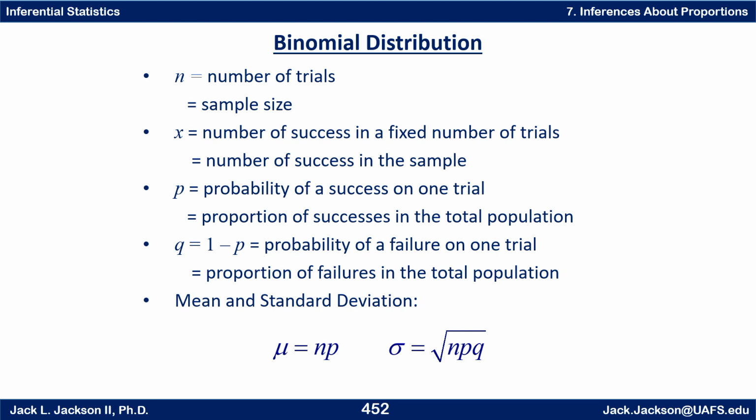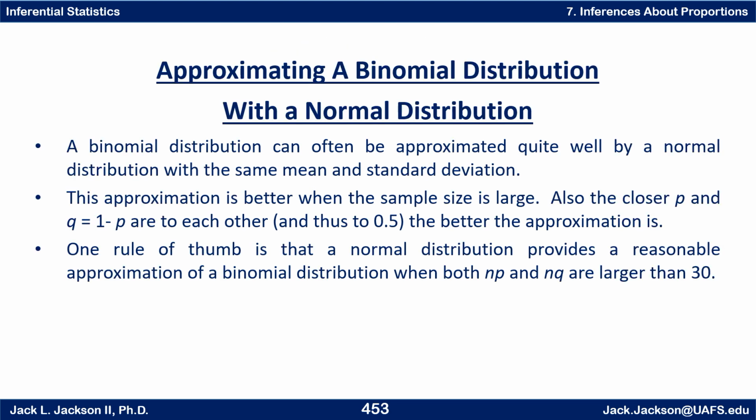And you may remember for binomial distributions that mu is n times P, and sigma is the square root of n times P times Q. So we know the mean and standard deviation of a binomial distribution. A binomial distribution can often be approximated quite well by a normal distribution with the same mean and standard deviation. This approximation is better when the sample size is large, and also the closer P and Q are to each other, and thus to 0.5, the better the approximation is.